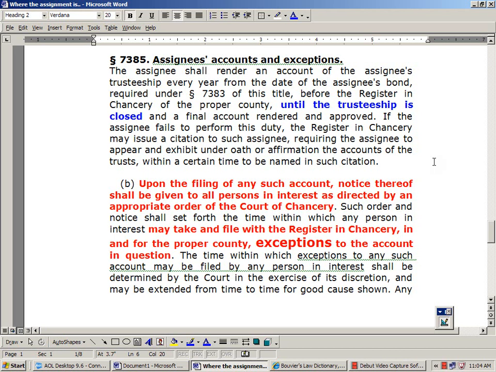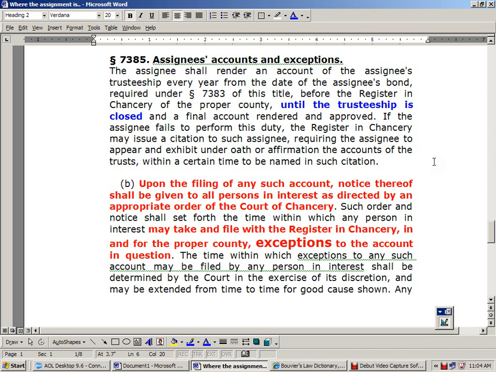So upon the filing of any such account, notice thereof shall be given to all persons of interest. So somehow they're letting us know whenever they do this, upon the filing of any such account. Such order and notice shall set forth the time in which any person in interest may take and file with the Register of Chancery in the proper county exceptions to the account in question. Exceptions. I wonder what those are.